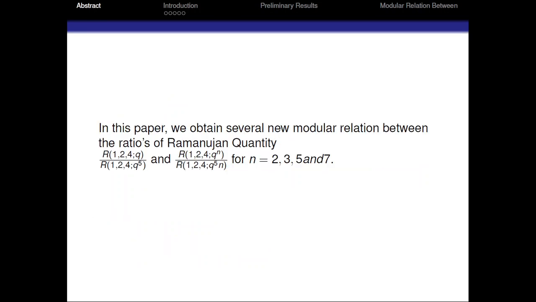In this paper, we obtain several new modular relations between the ratios of Ramanujan quantity R(1, 2, 4; q) divided by R(1, 2, 4; q^5), and R(1, 2, 4; q^n) divided by R(1, 2, 4; q^(5n)), for n equal to 2, 3, 5 and 7.